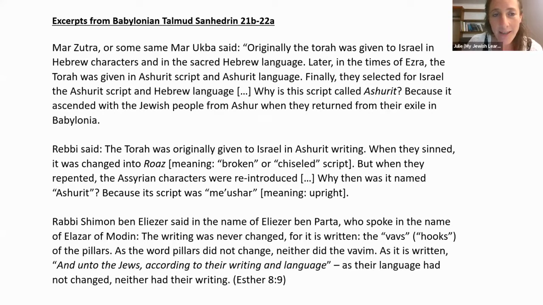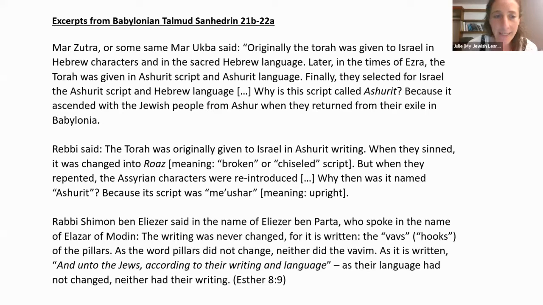So he's saying the Torah, not only was it written in a different script in ashurit, it also was in a whole other language. It was like a translation. Finally, they selected for Israel the ashurit script and Hebrew language, and that's what we have now. The Torah is in Hebrew language, but ashurit script. And he says, why is the script called ashurit? Because it ascended with the Jewish people from Ashur when they returned from their exile in Babylonia. Ashur is the name of a location in Babylonia. And that, he's saying, is why it's called ashurit, which makes sense.